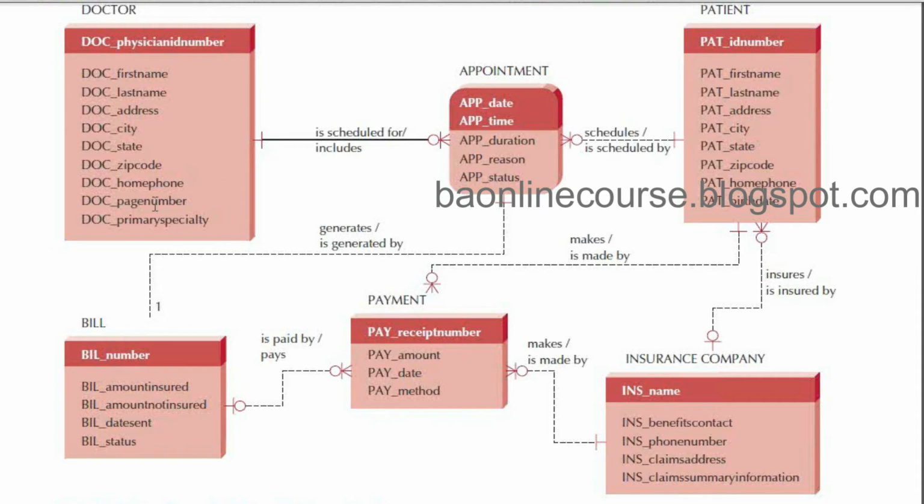Do you understand what entities, what attributes, and what relationships are? Cardinality and modality, the business rules. All that is clear?